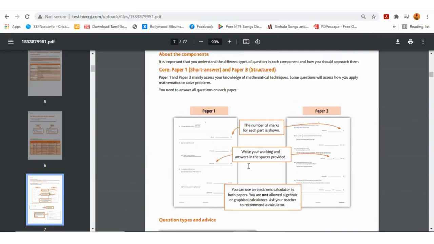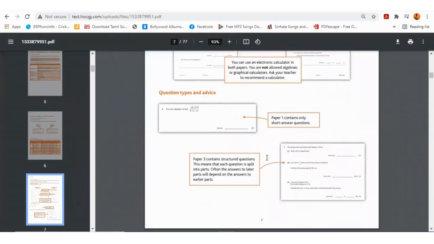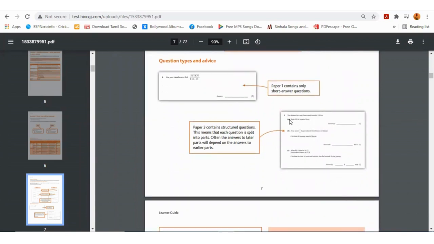So here you can see what kind of things they do. They give you nice tips. So of course, these things we all know, right? Number of marks is always shown next to the question. And usually IGCSE papers have the answer blank where you can write the answers in there. And it is telling you that you can't use graphical calculators. This is for 0580, right? And you can see paper 1, short answer, paper 3, the long answer. When it means long answer, what they mean is basically each question has multiple parts. So part A, part B, and part C.